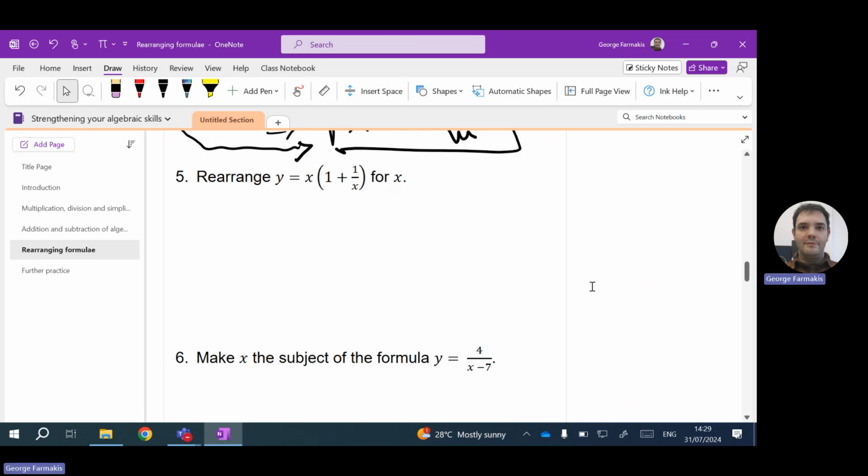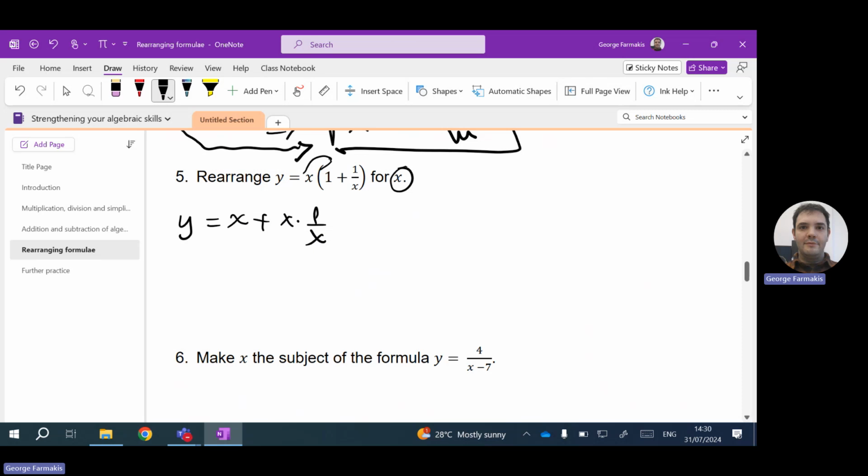Now let's move on to example 5. So here we want to rearrange again for x. Maybe this looks a little bit more complicated, but let's start by first expanding the bracket. So we have x outside the bracket and x inside the bracket. So let's expand the bracket. So x times 1 plus x times 1 over x.